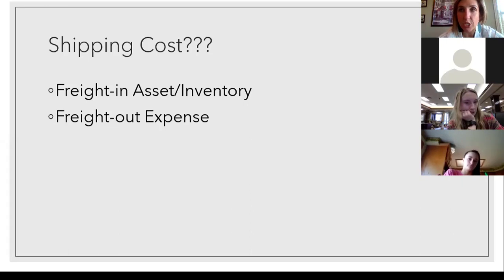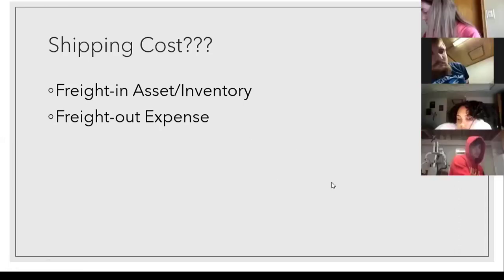So when I have to pay shipping in to bring my product into my warehouse, I would debit inventory. If I am shipping it out to my customer or my client, they have purchased it from me, I would debit shipping expense. So the shipping cost is not always recorded as part of the asset. It's only when I'm purchasing my inventory and the inventory is coming into my warehouse. So I purchase the inventory, I would debit inventory. I sell the inventory and I have to do anything with shipping, I would debit shipping expense.